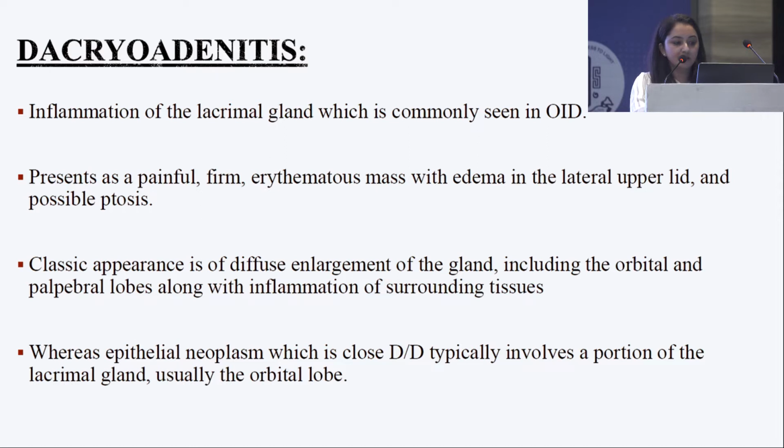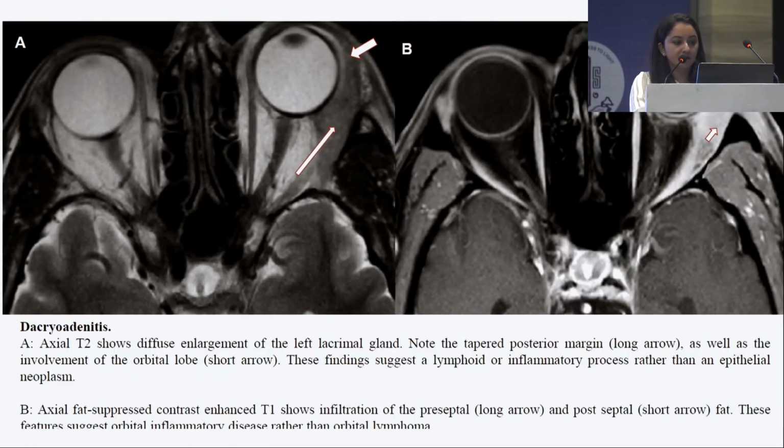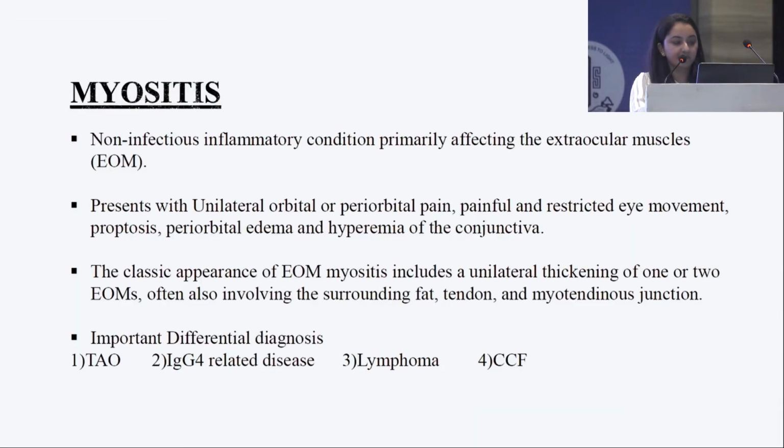There is a diffuse enlargement of the gland, which might include both the orbital and the palpebral lobe, along with inflammation of the surrounding tissues also. This is a picture of dacryoadenitis, where the T2 section shows diffuse enlargement of the left lacrimal gland.